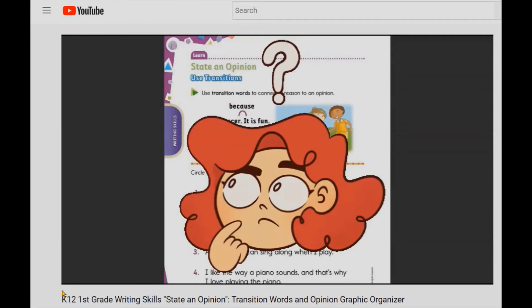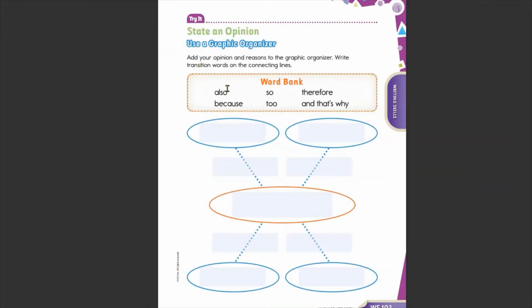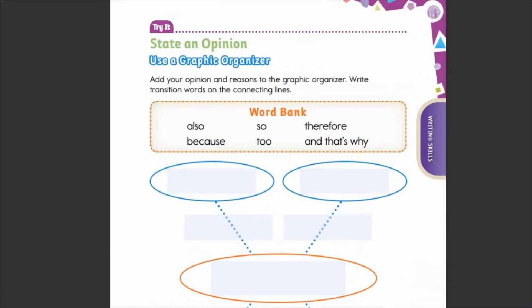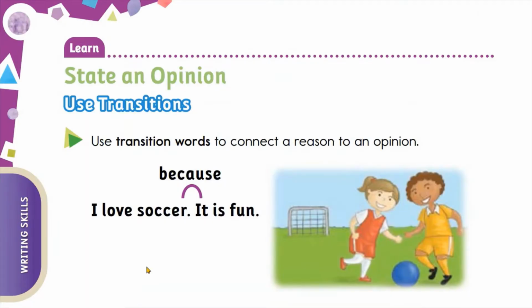In my previous video, remember how I said because is a transition word? There are other transition words too, and I showed you some of them last time. They're right here: also, so, therefore, to, that's why. Again, also, so, therefore, to, and that's why. These are also transition words. So now I'm going to show you how to use also.